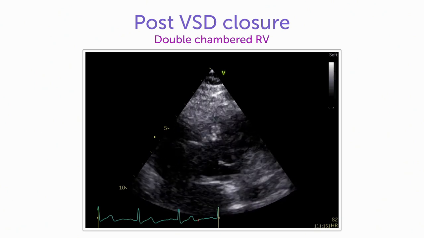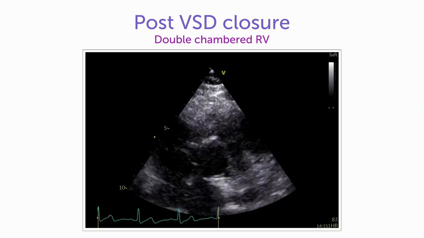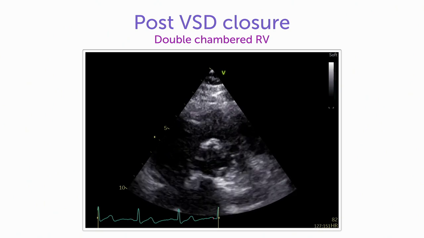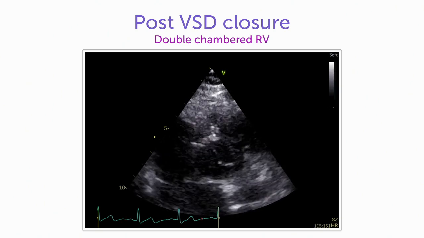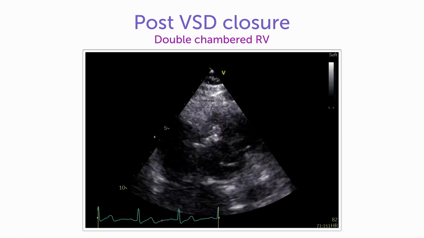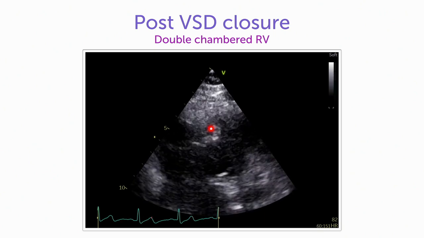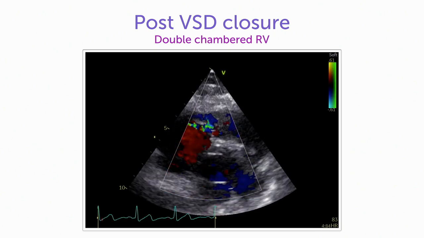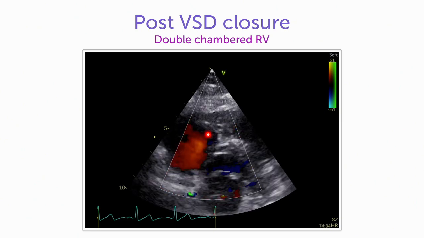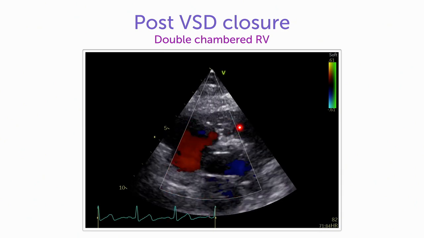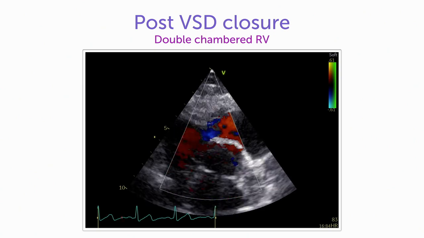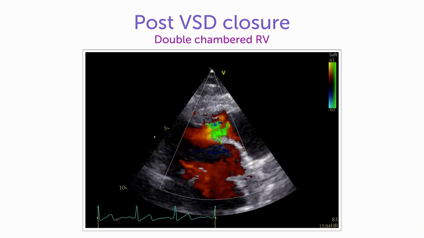This is a patient who has received a surgical VSD closure previously, and now we perform follow-up examinations. Here in the parasternal short axis view, we can see a narrowing that occurs in systole in the RVOT. And here's the color Doppler flow, and you can see elevated blood flow in the region where you have the systolic narrowing. So this is another case of a double-chambered right ventricle in a patient who previously had a VSD.